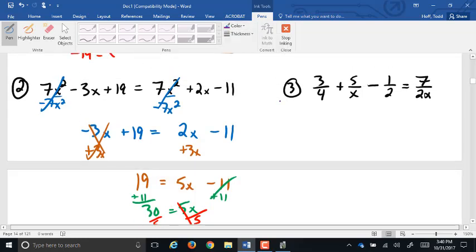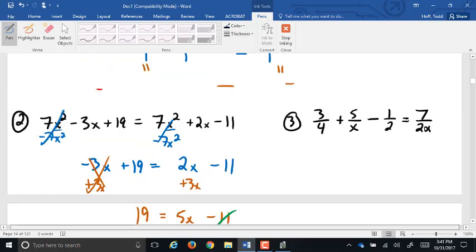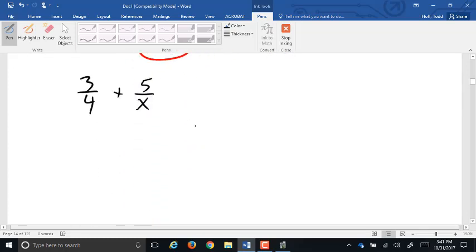Number 3 over here is not necessarily a pleasant problem to do. So I'm going to rewrite it here. Let's see, minus 1/2 equals 7 over 2x. What do we have to do to start solving this? First thing we have to do is find what?